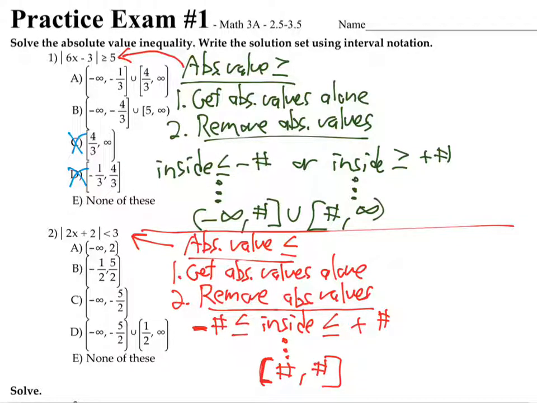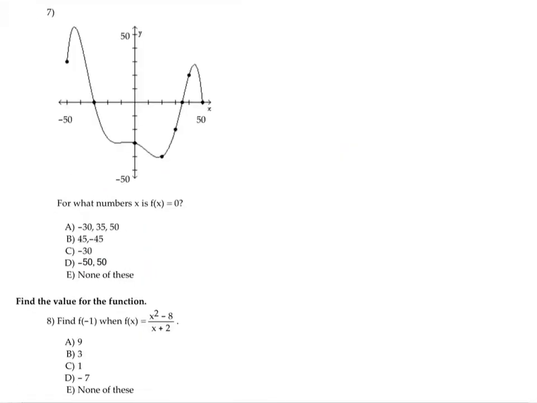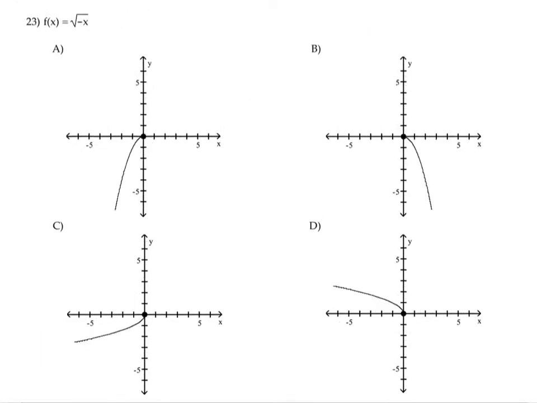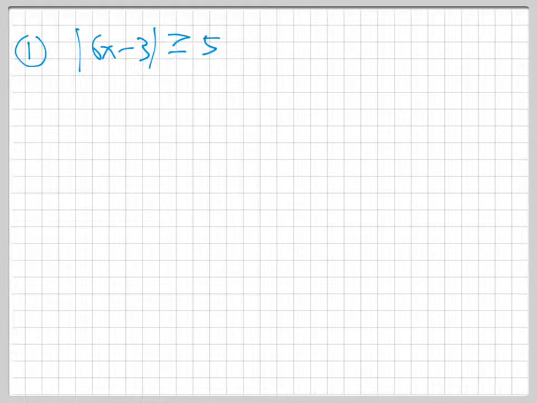So what do we just take? Well, here, I think I better go to a fresh screen where there's a little more room. Let me do that. So, there we go. So, number 1. So absolute value of 6x minus 3 greater than or equal to 5.